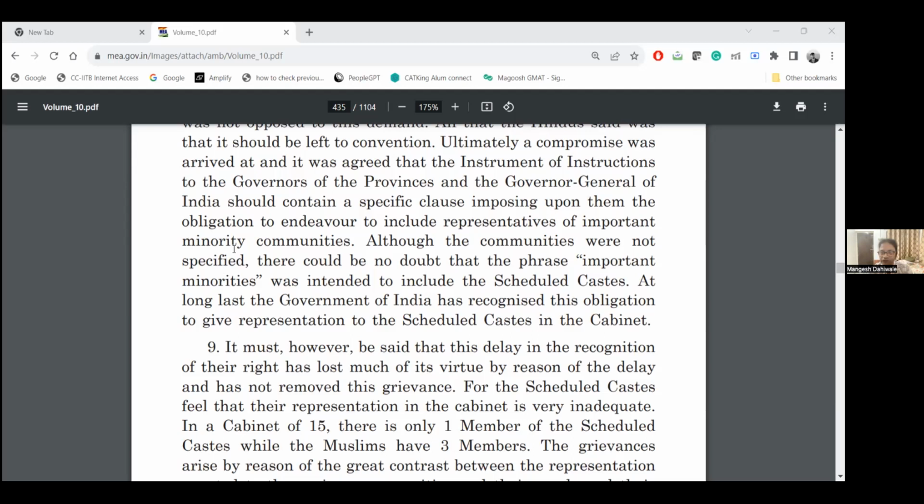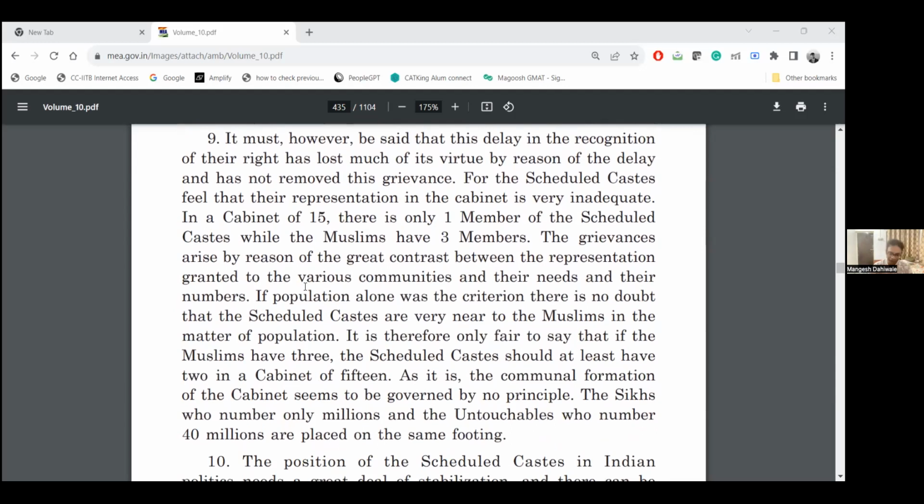Before we go on further. If not, then we can continue to read.